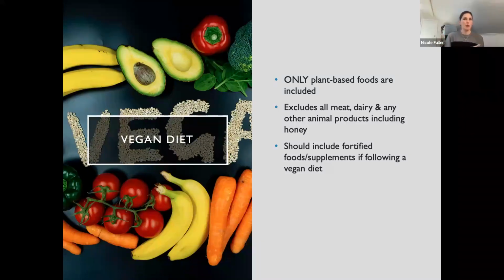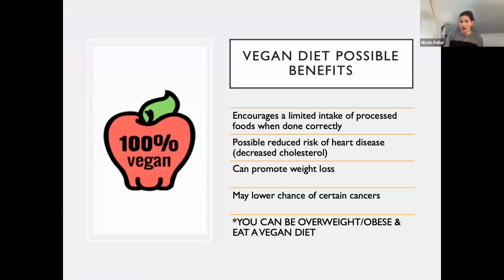With the vegan diet, it's plant-based only. Only plant-based foods are included, so everything else that comes from an animal is excluded. So meat, dairy, any other animal products, including honey, because bees make honey. If you follow a vegan diet, fortified foods and supplements should be added to your diet because it is very strict. But are there benefits to being vegan?